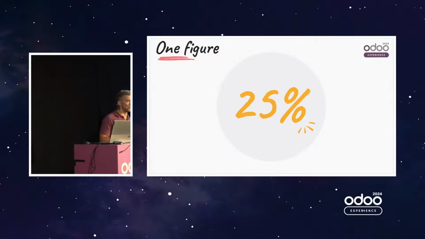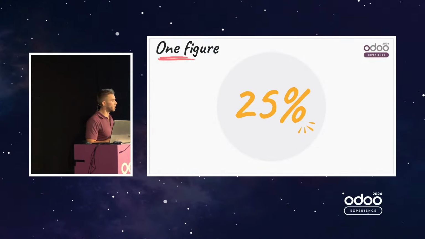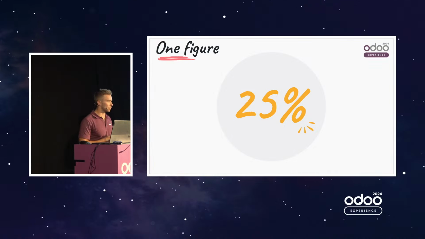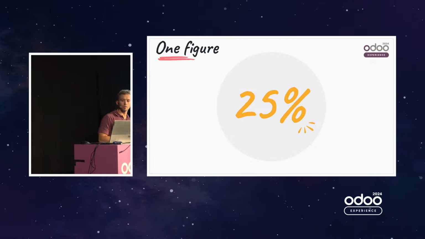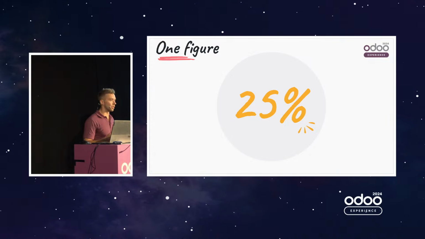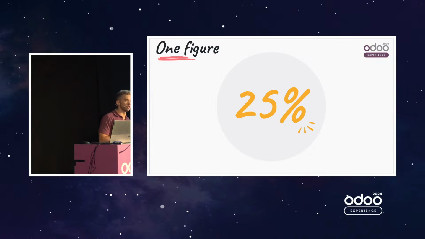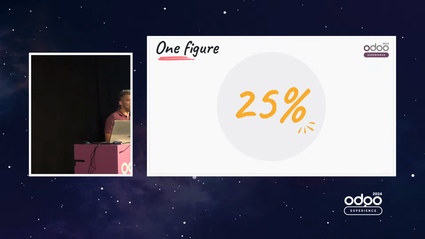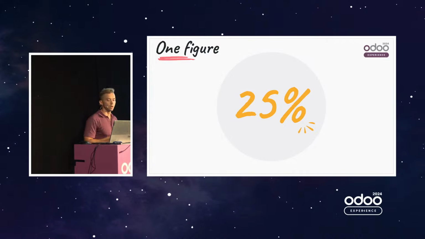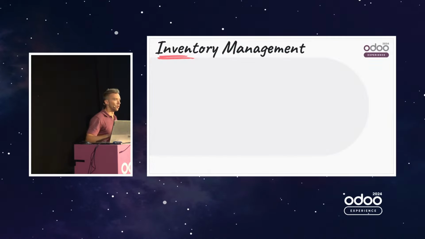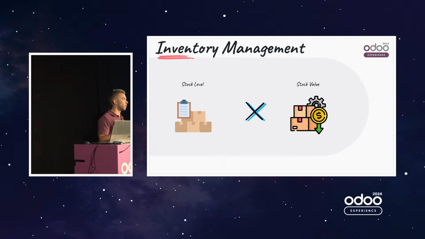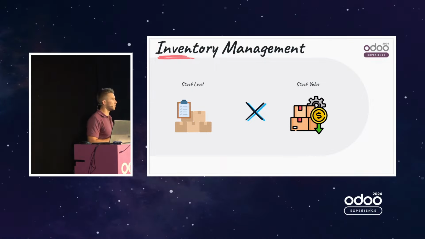I start with a figure, 25%. 25% is the average share of the assets tied up in inventory for SMEs handling physical products. And it's often the largest. Inventory is a source of your income, but also can be a major driver of many of your expenses. So we can understand that inventory management is at the center of your organization. And knowing the true levels of your inventory is central for making right purchasing and sales decisions.